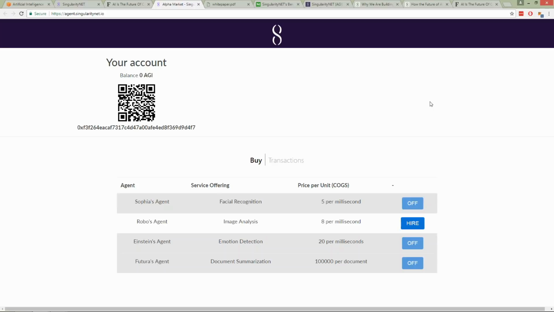It's not anywhere close to being done, but I wanted to show you it and kind of show you what might happen in the future. So they have here some service offerings. They have facial recognition, image analysis, emotion detection, document summarization. And essentially with these things, you can go ahead and hire a piece of AI, like image analysis, for example, and you can go ahead and use this.